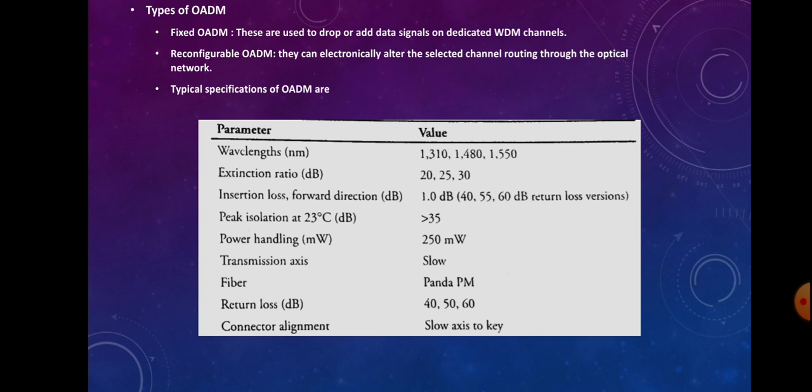The basic specifications for the OADM are seen in this table. You can see wavelength, extinction ratio, insertion loss, peak isolation, power handling, transmission axis, fiber type, return loss, connector alignment, etc. shown in this table. Wavelengths in the range of 1310, 1480 and 1550 nanometers are used for the OADM. You can see the power handling is 250 milliwatts, the fiber is Panda PM, and the return loss is 40 or 50 or 60 dB. These are the parameters of the optical add drop multiplexer. And this is all about the optical add drop multiplexer.